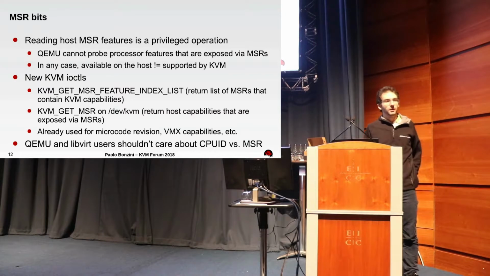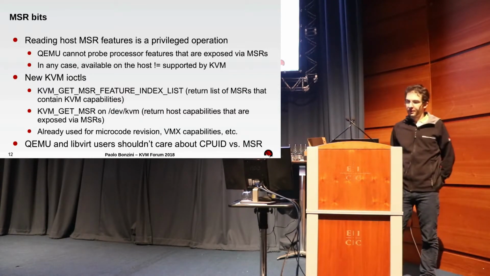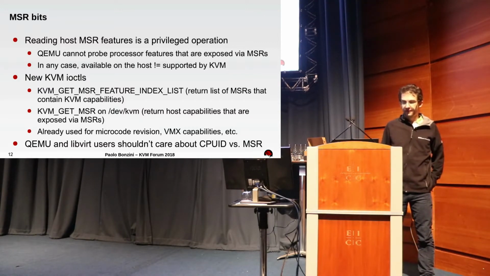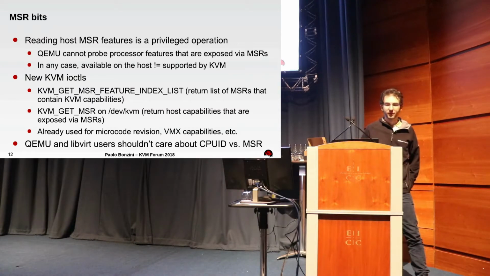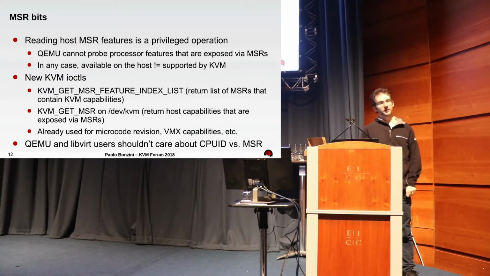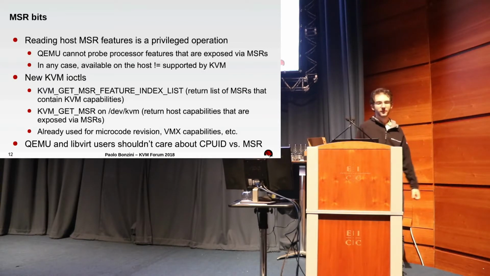QEMU. So in order to do this, we added two new ioctls to KVM. One is called KVM_GET_MSR_FEATURE_INDEX_LIST, and the other is called KVM_GET_MSR. KVM_GET_MSR already existed on the vCPU file descriptor. Now we added it also to the system /dev/kvm file descriptor. And these ioctls were on the to-do list even before Spectre and Meltdown. We finally implemented them because we had a very good reason, but they're already used for a lot more stuff.